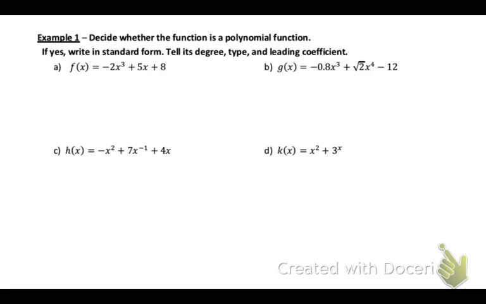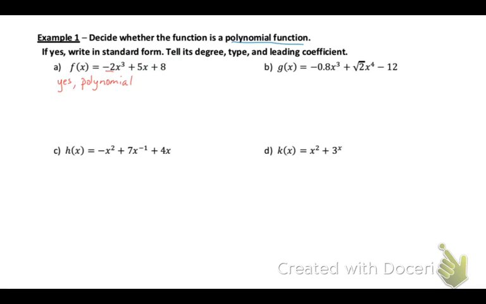All right, in example 1, let's decide whether the function is a polynomial. So we're thinking about our two criteria, and if we have whole number exponents, first of all. So 3, 1, and 0, yes. And then real number coefficients, which we do, so this is a polynomial.